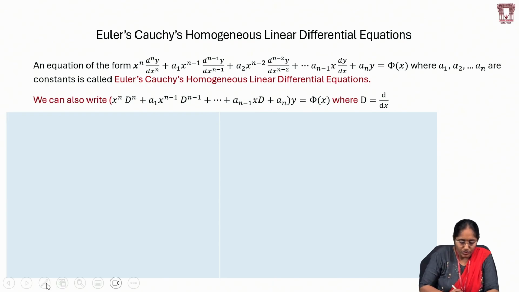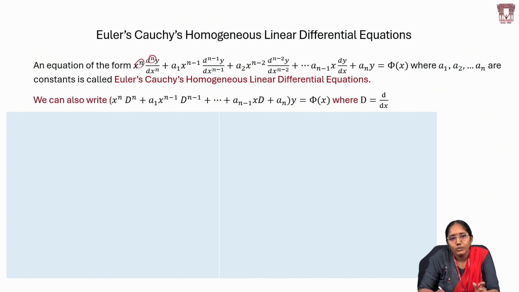Here if we observe, in each term, the degree of the term is n and the order of the derivative is also the same. So we call it homogeneous because of the same degree of the polynomial and the order of the derivative. And now we discuss how to solve this equation.